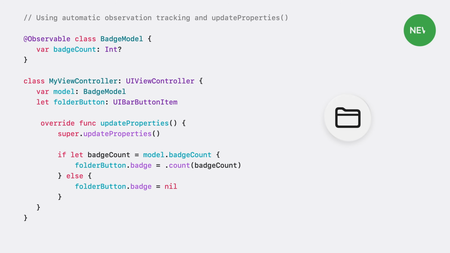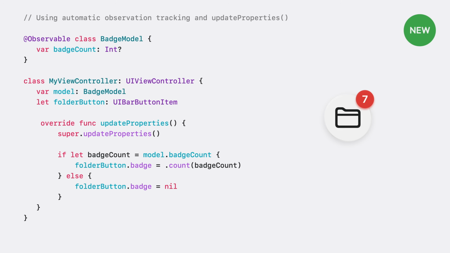Here I have an observable badge model object that stores the count displayed in a badge view. The view controller for the bar button item is backed by a badge model. Within updateProperties, I use the new badging API on the bar button item and pull the count straight from the model. Now, whenever the observable model object changes, it results in updateProperties running and updating the badge.